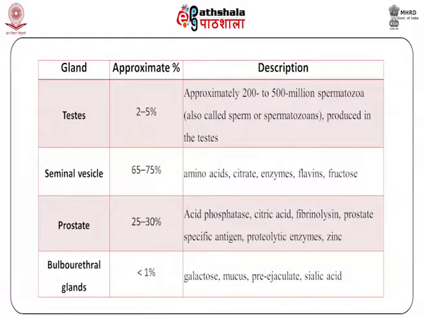We have shown in this table the various glands that are responsible and the approximate percentage of the quantity of semen and their description. In this table, we have shown the glands such as the testes, the seminal vesicle, the prostate, the bulbourethral glands.